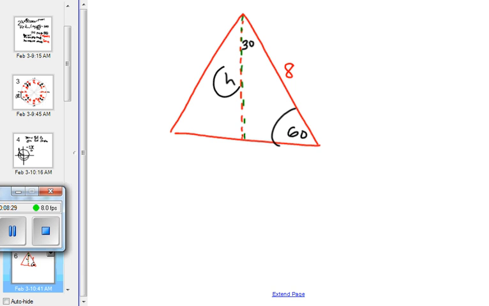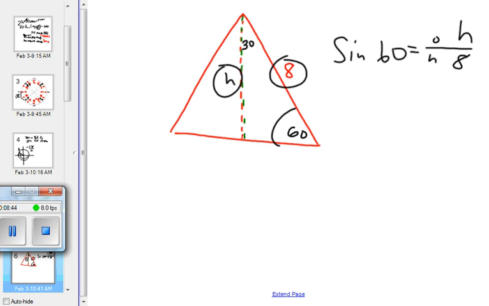And then I'd have opposite and hypotenuse. So I go sine of 60 equals opposite over hypotenuse. I like to use those. You don't have to. The opposite side here from the 60 is the h. Over the hypotenuse is the 8. And then all I have to do is multiply by 8. So that 8 ends up jumping over here after I multiply by 8 on both sides.